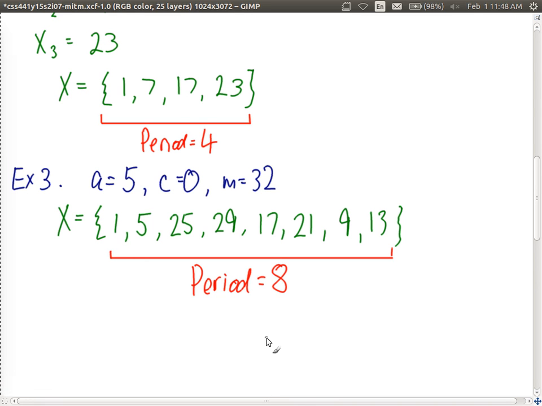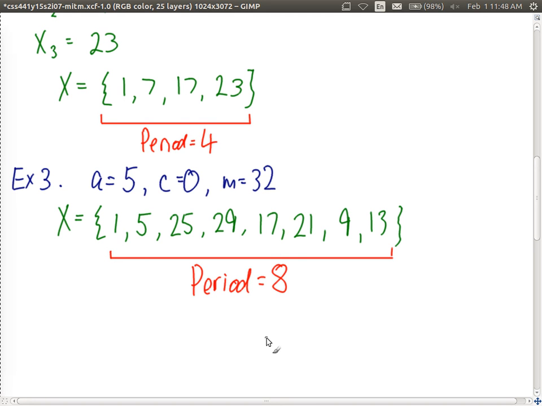Which one's better? Example 2 or example 3? Maybe sometimes it's hard to answer which one's better. What's the difference? Well, the period is one thing that we notice. The longer the period, the better the sequence in general. Doesn't mean the sequence is better, but when we look at other statistics as well, we generally want a long period. That is, we don't want to repeat.